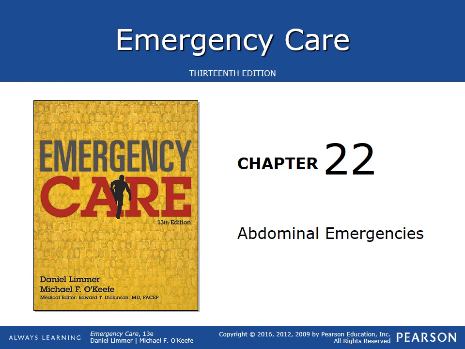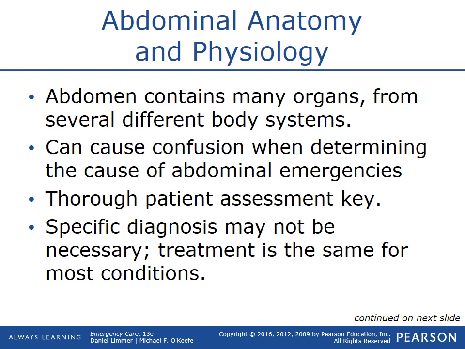Chapter 22, Abdominal Emergencies. The abdomen contains many organs, and they also involve several different body systems. So this can cause some confusion when determining the cause of abdominal emergencies.